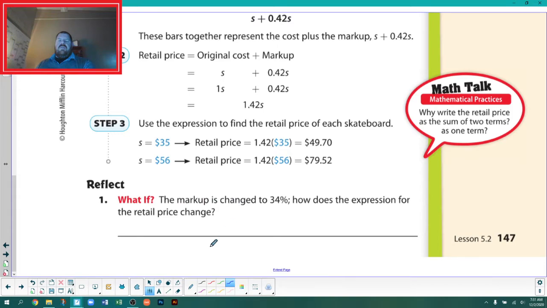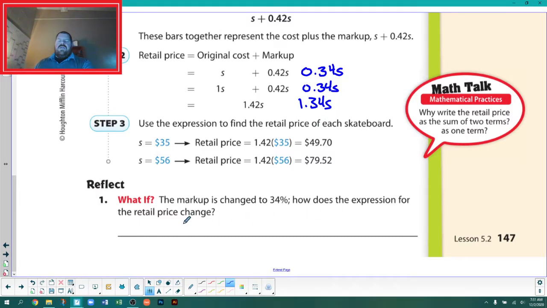In this what-if problem, it says, what if the markup was changed to 34%? So instead of wanting 42% profit, I only want 34% profit. If we were to go through all this, the original cost plus the markup, instead of the markup being 42%, it would be 0.34 for 34%. Gosh, come on, pen, you can do it. So we get 0.34S. And when we add that to 1, we would get 1.34S.